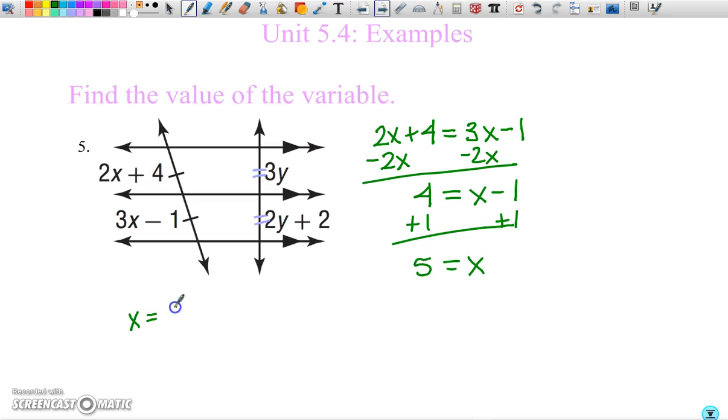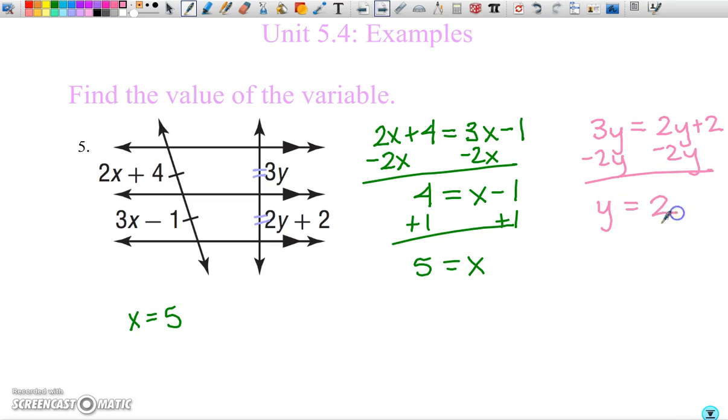So we got x equals 5. The second part of the equation, or second variable I should say, 3y equals 2y plus 2. Subtract 2y from both sides of your equation to get y equals 2. All right, so we're claiming that x is 5 and y is 2. So let's go ahead and check it.